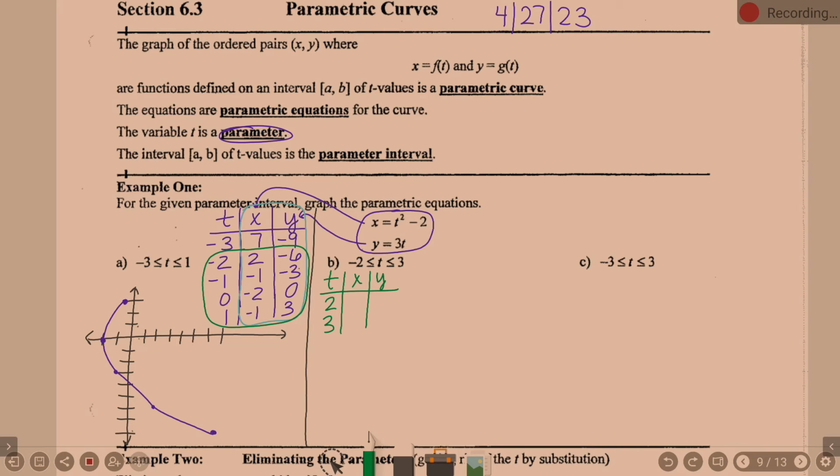Okay. When t is 2, what do you know? 2 squared minus 2 is 2. When t is 3, 9 minus 2 is 7. 3 squared minus 2 is 7. Okay, let's do y's. When t is 2, 6. 3 times 2 is 6. When t is 3, 9. 3 times 3 is 9.